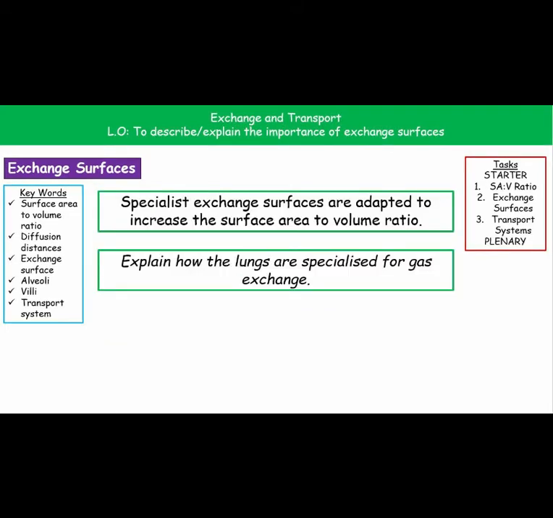Now, the reason these multicellular organisms have developed these exchange surfaces is to increase the surface area to volume ratio within certain areas of the body. That means they're then going to be able to take in the substances they need in order to meet their demands. So make sure you've got that top sentence written down, and then what I want you to try and do is think about how the lungs are specialised for gas exchange. And just write me an explanation of how we've got specialised gas exchange surfaces in our lungs.